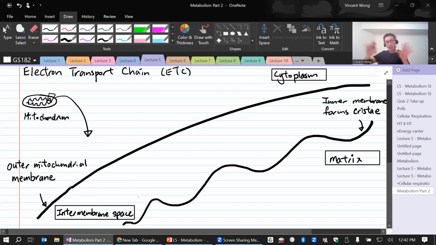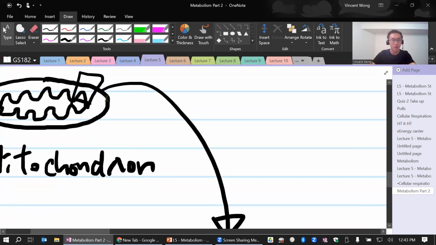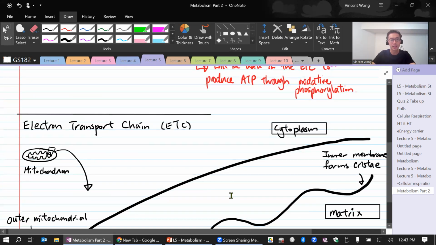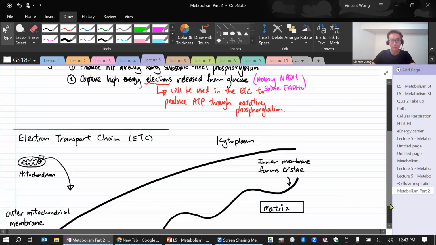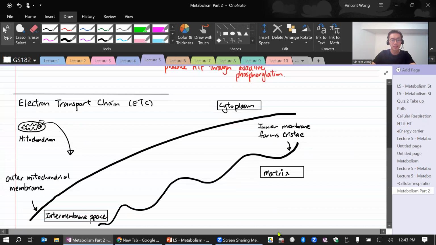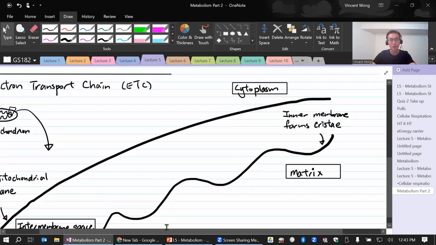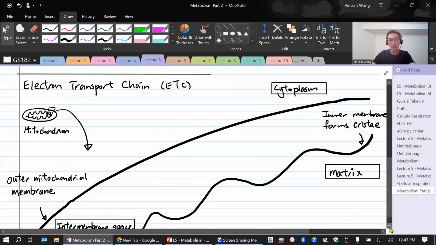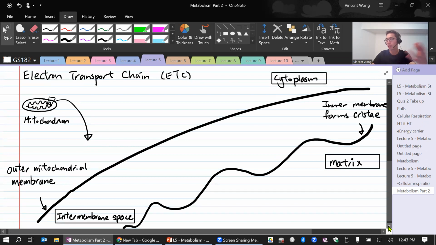All right, so we're basically zooming into the mitochondria, right? Like if this is the mitochondria, we're basically going in all the way and then making it a little bit bigger, right? Any questions about the diagram in terms of where we are and why the labels are the way that they are?